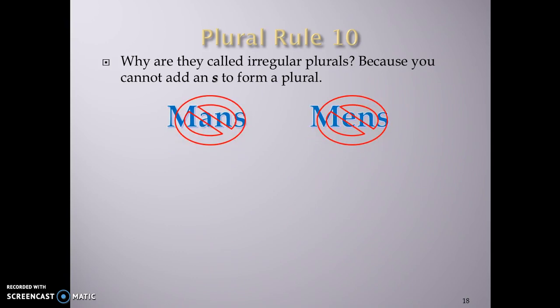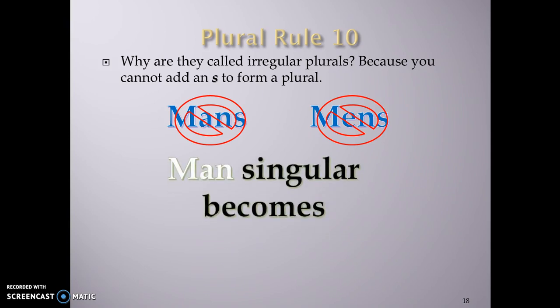So you'll never have this for man, to make man plural, or to make men plural. Men is already plural. To make man plural, you have to make it men. So remember this, man singular becomes plural when it's men. That's it.